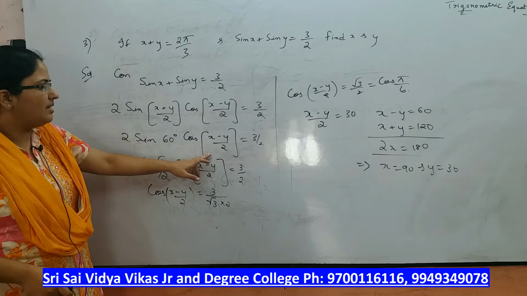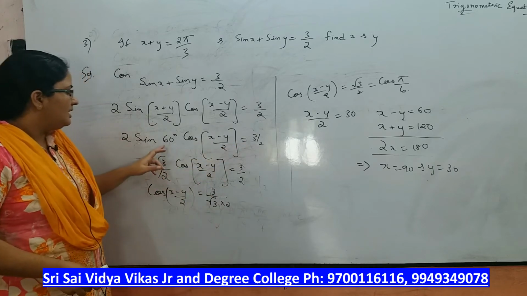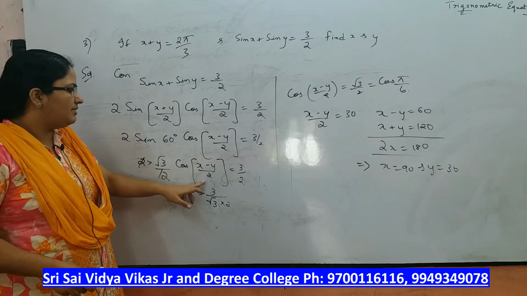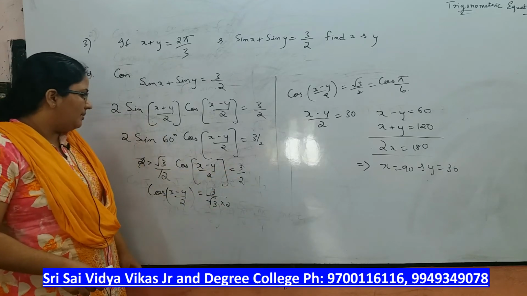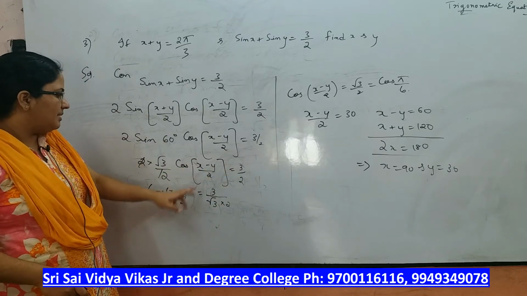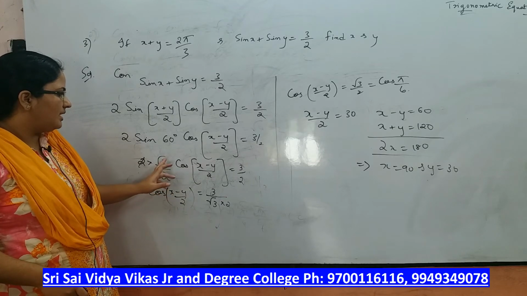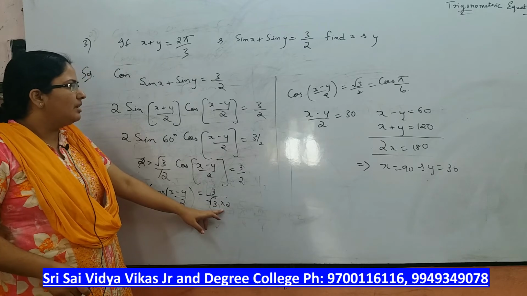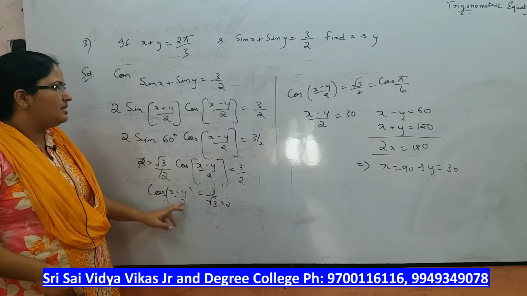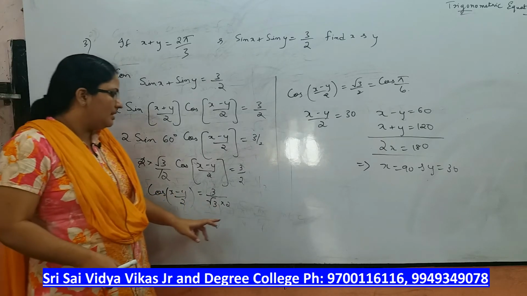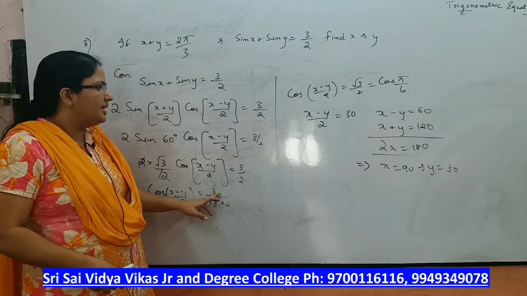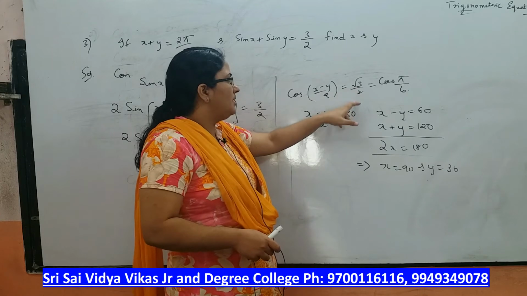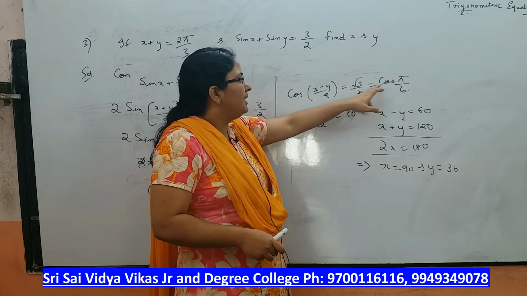Since x plus y is 120, x plus y by 2 will be 60. Sin 60 is root 3 by 2, and 2 gets cancelled, so cos of x minus y by 2 is equal to 3 by 2 divided by root 3. 3 by root 3 can be written as root 3. So cos of x minus y by 2 is equal to root 3 by 2, that is equal to cos pi by 6.